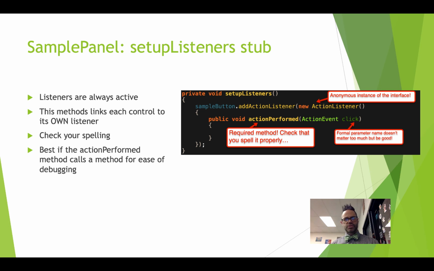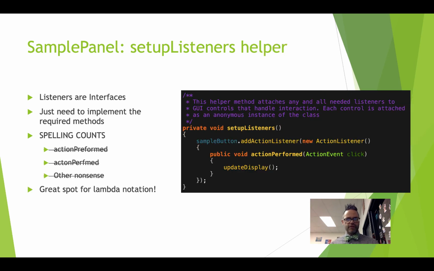Trust me, we'll see this when we do debugging later on in GUI, but it really makes life a lot happier when we do debugging into a method versus trying to look inside a listener itself, because it gets a little bit messy and hard to trace. We then have our listeners, an example of the actual helper method right here. So we have right here an updateDisplay method inside the actionPerformed method. Now a listener, like I said, is just an interface. We just have to implement the required method. That means we type in actionPerformed, not preformed or performed or act on or no. actionPerformed. Check your spelling more than once.